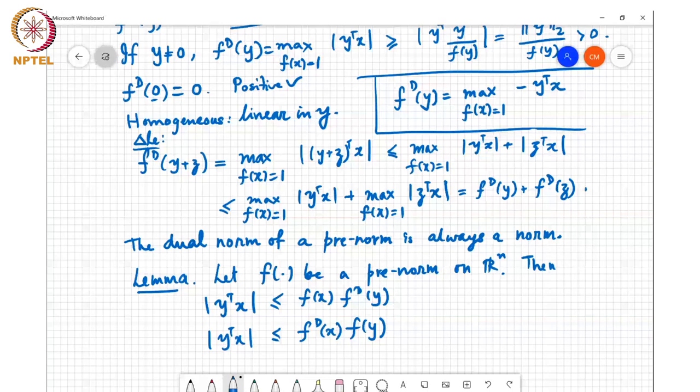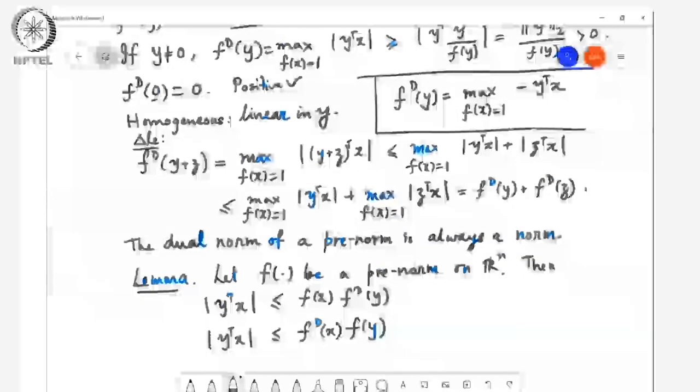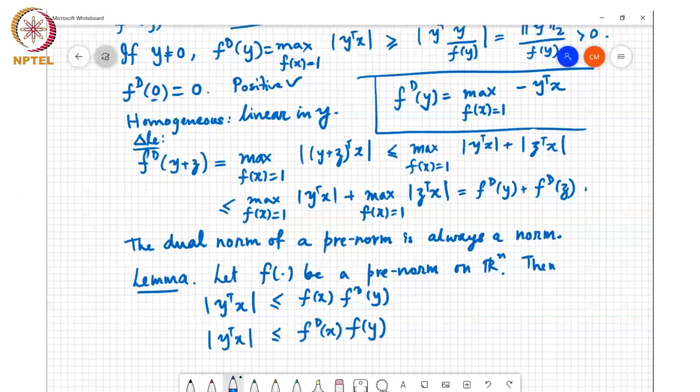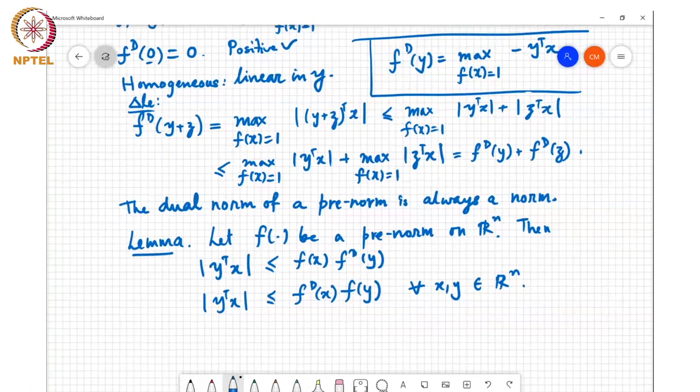So this is a little reminiscent of the Cauchy-Schwarz inequality, which says that mod of Y transpose X is less than or equal to the L2 norm of X times the L2 norm of Y. It turns out that the dual norm of the L2 norm is the L2 norm itself. So when I consider F to be the L2 norm, which is of course a vector norm, but it's also a prenorm, then these inequalities reduce to the Cauchy-Schwarz inequality. And this is true for every X, Y belonging to R to the N. But this is a more general inequality.